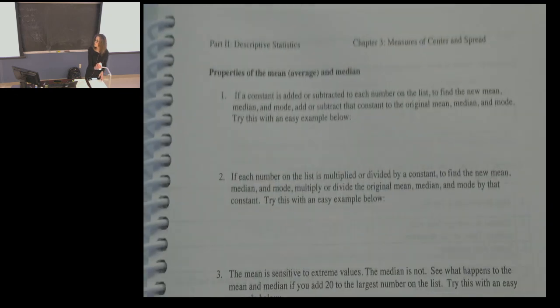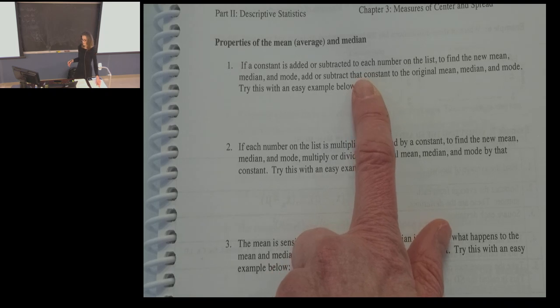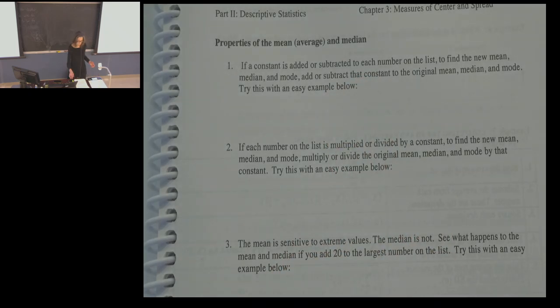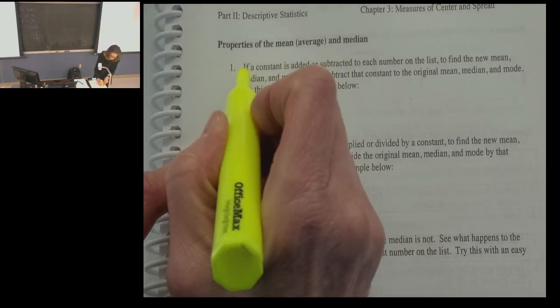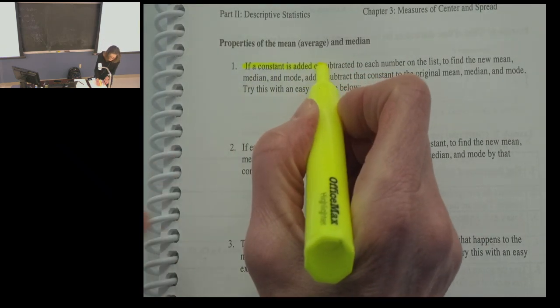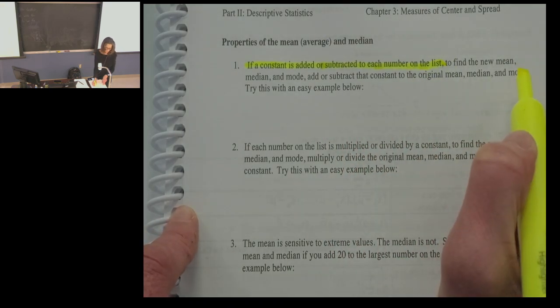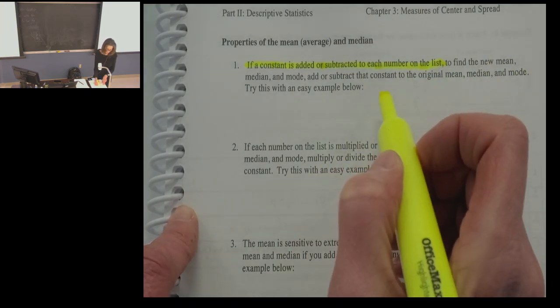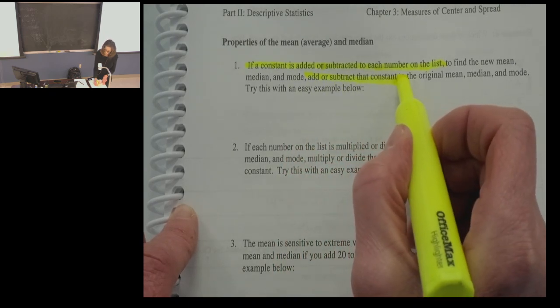And now there's these properties of the average and the median. And let's look at these properties. And I think they're very commonsensical. And the first one is that if you add the same number to all the numbers on the list, if a constant is added or subtracted to every number on the list, then what's going to happen to the new mean, median, and mode? You're just going to add or subtract that constant to the original one.